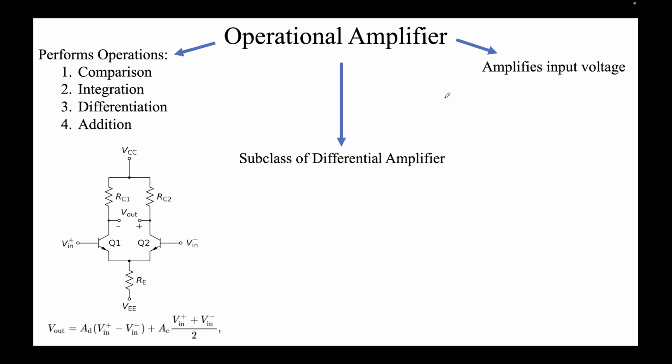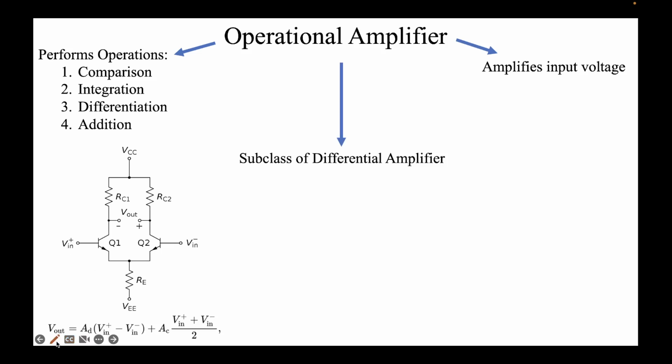We do it this way. An operational amplifier is nothing but a subclass of differential amplifier. Now, differential amplifier, what do you mean by that? This is a typical circuit of a differential amplifier on your screen, left side. A differential amplifier will have two inputs. So this is your first input, as you can see here.